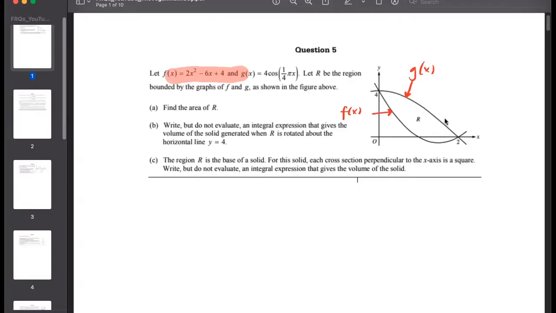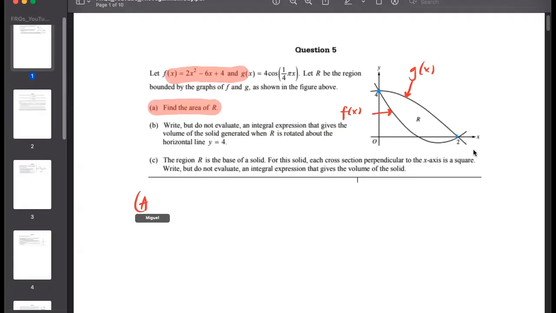Part A is asking you to find the area of the region R, so that is the area between the two curves. Well, we kind of already know our parameters. They intersect at 0, intersect at 2. If we didn't know that, we would just set these functions equal to each other, but it's pretty safe to say that this is going to be 0 to 2 because we cannot use a calculator in this section.